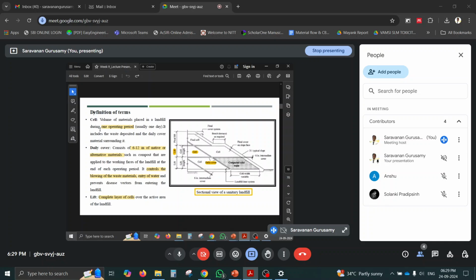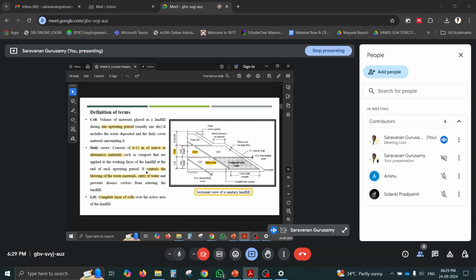A cell is one operating period. Usually one day's waste will be deposited with a daily cover, and that is called a cell. Daily cover is a 6 to 12 inch soil cover or any alternate material we can use. That's what I mentioned about C&D waste. The C&D waste that we collect can be used as a daily cover in the landfill itself.